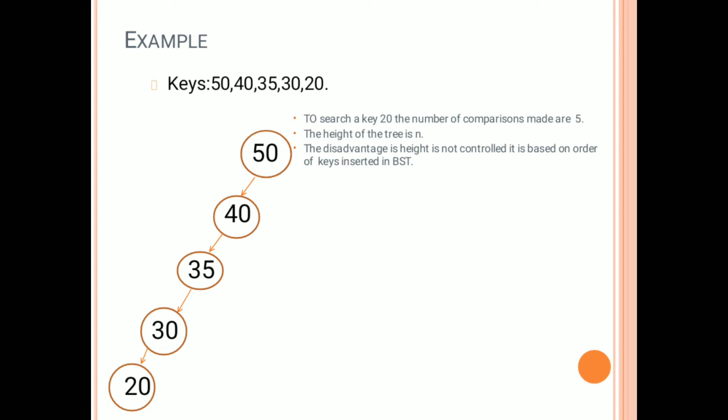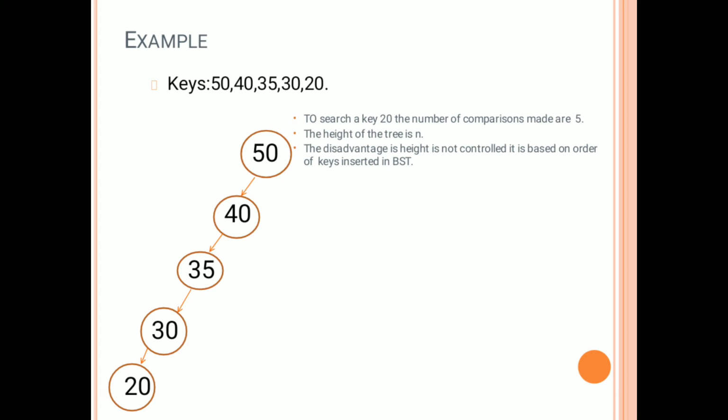So the main disadvantage of a binary search tree is that, according to the order in which the nodes are inserted, the tree structure is like a left representation, that is, it is heavy on the left side. There are no nodes inserted on the right side. It is a binary search tree but it has nodes only on the left side. It is deeply weighted on the left side.